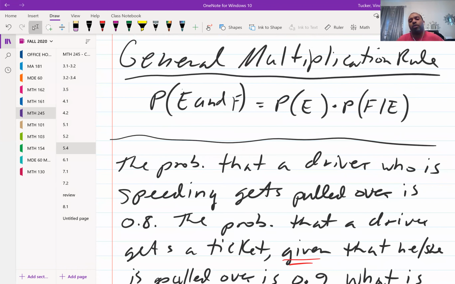All right. So the general multiplication rule is that if you want to know the probability of E and F occurring, you multiply the probability of E times the probability of F given that E has already occurred. Remember before when we were looking at the multiplication rule, we would just multiply the two probabilities together because we were dealing with independent events. Now we have dependent events. So when you have dependent events, you have to account for the probability of F given that E has already occurred.